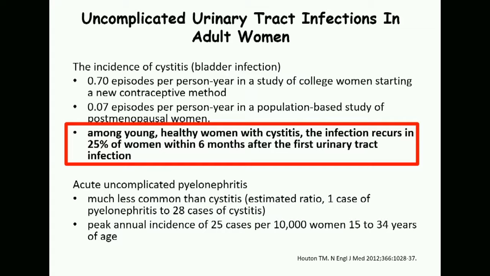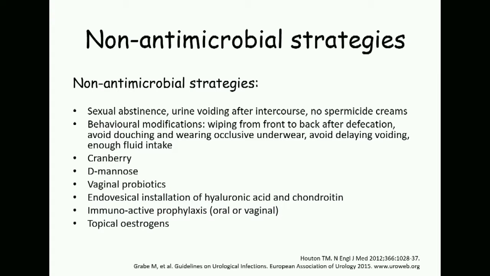What is typical is the ratio of 1 case of pyelonephritis per 28 cases of cystitis, which is much less common. And again, the peak annual incidence is in this young age of adult women. So this is just a bit of epidemiology to put it in perspective.